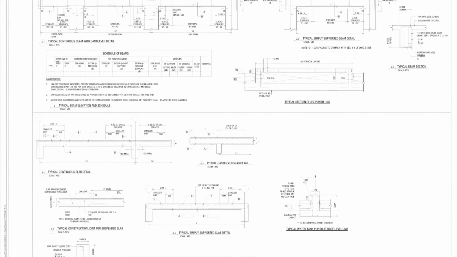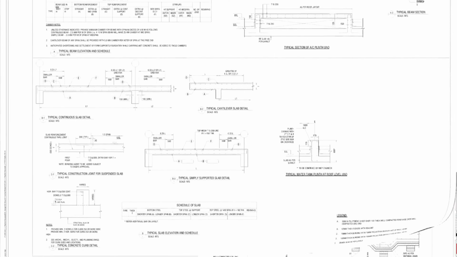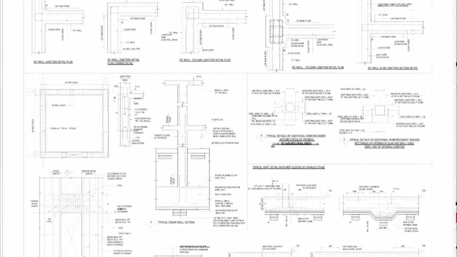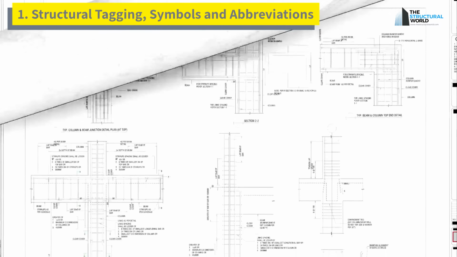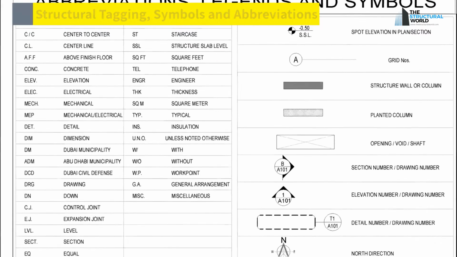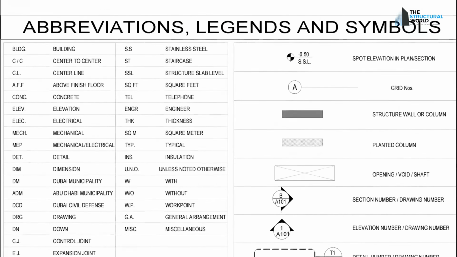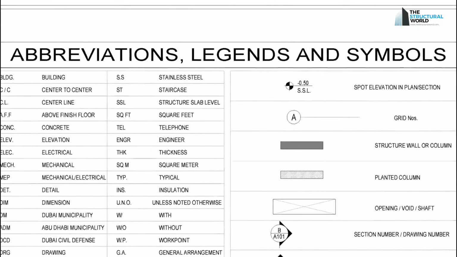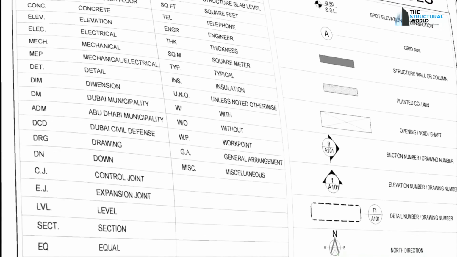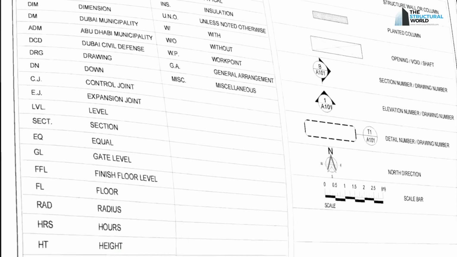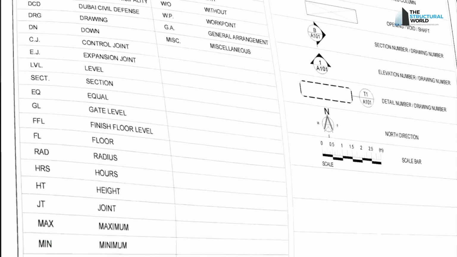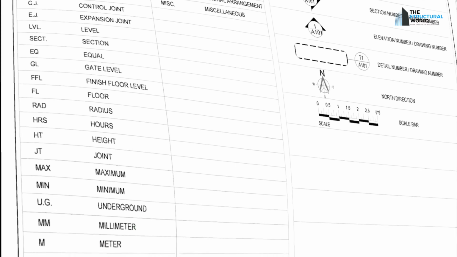This episode will guide you through the basics on how to read a structural drawing. Let's get started. Structural tagging, symbols, and abbreviations. When dealing with how to read the structural drawing, you'll need to notice symbols and tags in the drawing that you're not familiar or not usually encountered, especially if it's your first time reading and reviewing it. So it might be helpful to familiarize those symbols when starting to learn how to read a structural drawing.